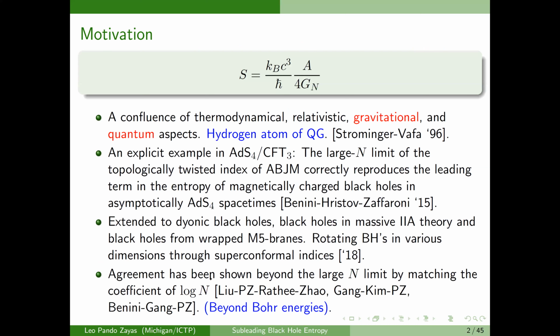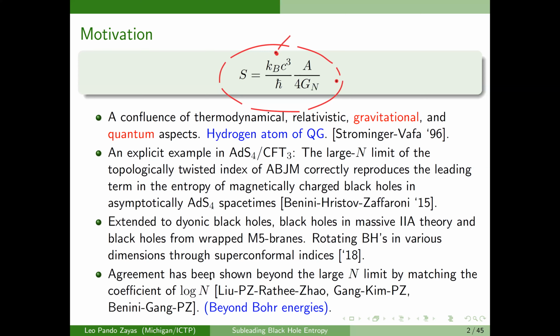We are interested because of this formula here, the Bekenstein-Hawking entropy formula. Just writing it down, it encompasses a lot of really interesting physics: thermodynamics, you see the Boltzmann constant; gravitational, Newton's constant; relativistic; and of course quantum aspects, you see h-bar there. So this formula is like the levels of the hydrogen atom for quantum gravity. And of course, string theory in '96 provided already a microscopic explanation for the formula. That's really what we're after.